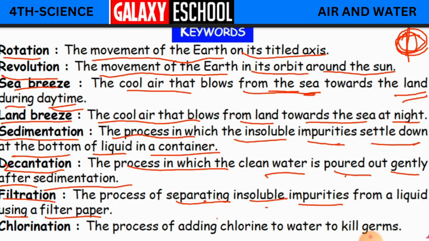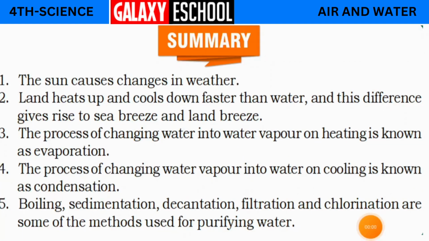Okay, children. Then the last one is chlorination. The process of adding chlorine to water to kill germs. Chlorine is a white colored substance, children. It is a chemical and you are going to add this to the water so that the germs are killed. Clear now? Yes.